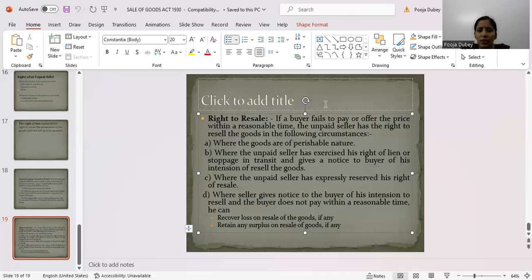Now I want to tell you another point which is also very much important. That is condition and warranty. So condition and warranty means what? What do you mean by condition and warranty? I'll show you some examples. Just take a minute. With some examples, I want to let you know what is condition and warranty.